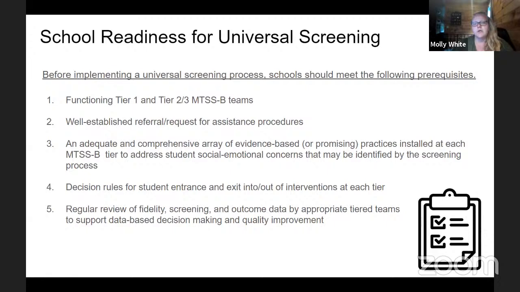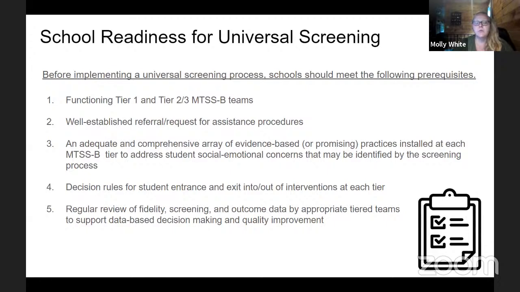When you're screening, whether it is with a prepackaged universal screening tool or with a universal screening process that you've developed with your school-based teams, you want to make sure that there are rules in place for how students enter into interventions and then subsequently exit out of those interventions once they've met certain goals.